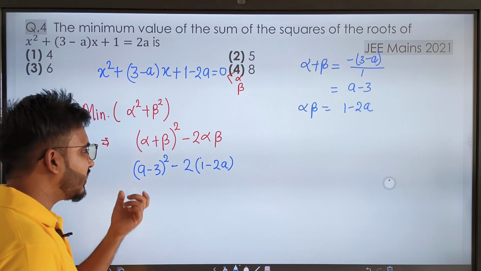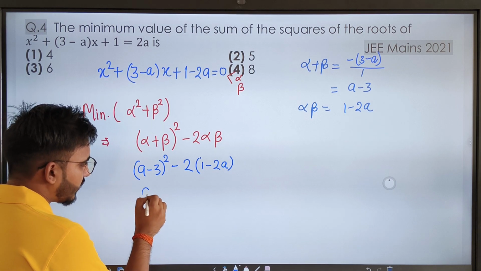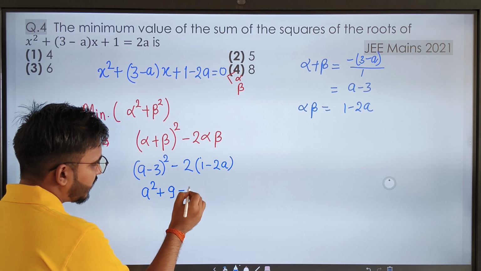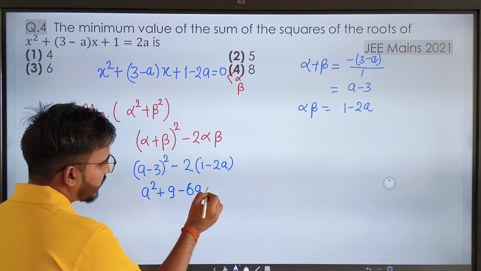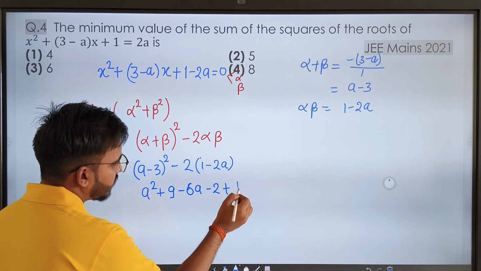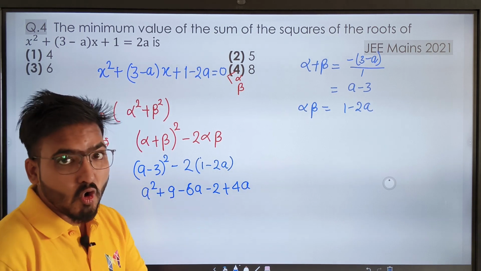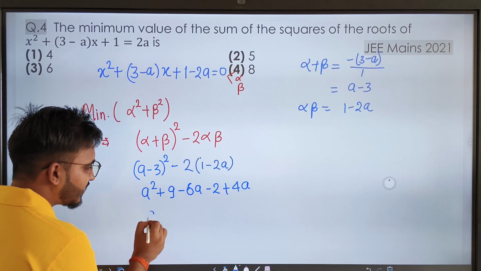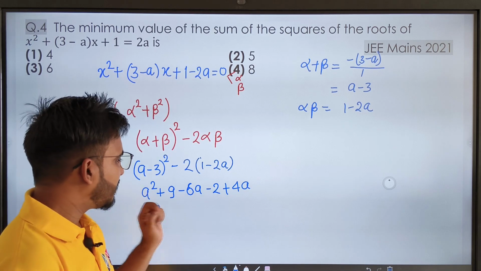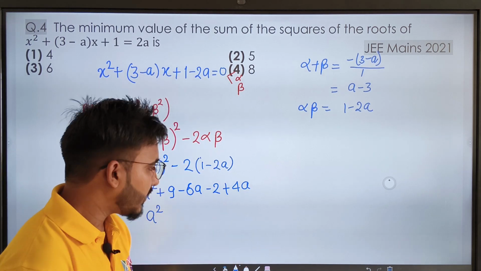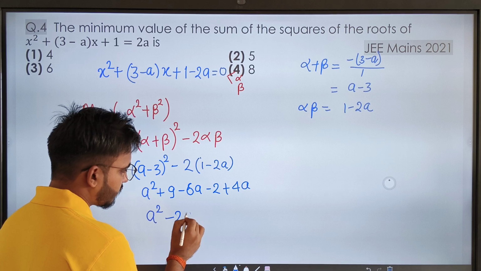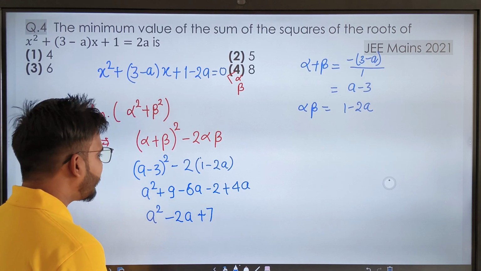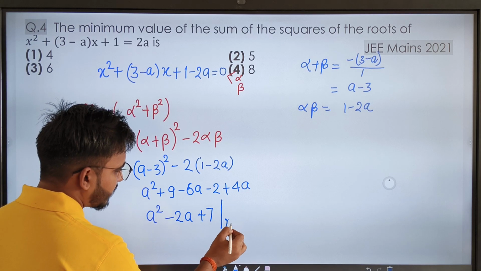Okay, so if I solve this, basically we'll get a square plus 9 minus 6a minus 2 plus 4a. Yes or no? That is yes. Okay. So it is going to be a square, and minus 6a plus 4a is going to be minus of twice a, and plus 9 minus 2, that is plus 7. So we need to find its minimum value.